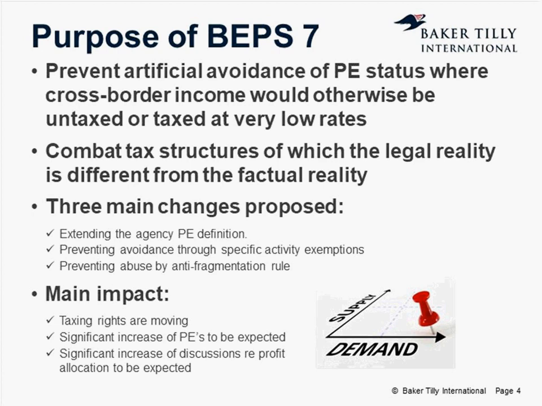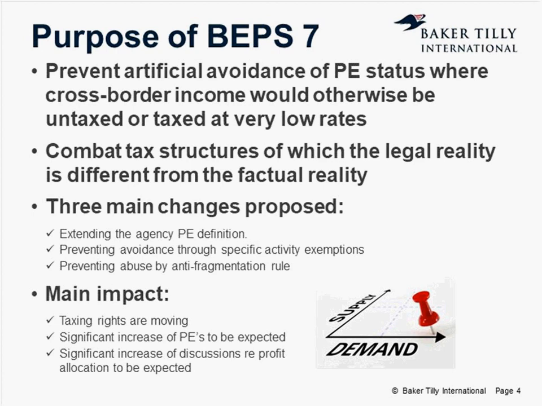And this purpose of the BEPS action plan very much aligns with the specific purposes of BEPS action point number 7. There are two main purposes of this action point. The first one is to prevent the artificial avoidance of the PE status, where cross-border income would otherwise be untaxed or taxed at a very low rate. And the second one is to combat tax structures of which the legal reality is different from the factual or the economic reality.